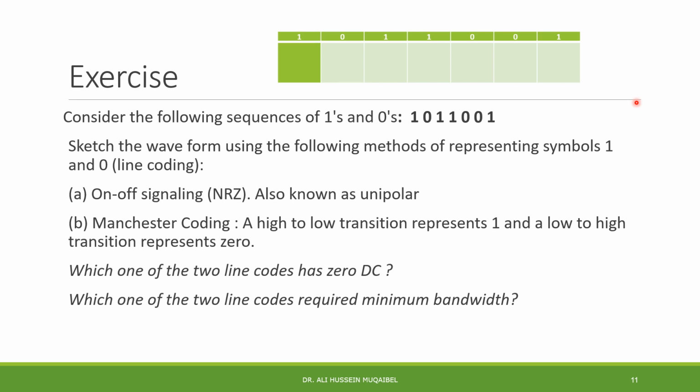Which of the line codes has 0 DC? Which one of the two line codes requires minimum bandwidth? So please write your answers down, or share your answers, at least for the second part, in the comments.